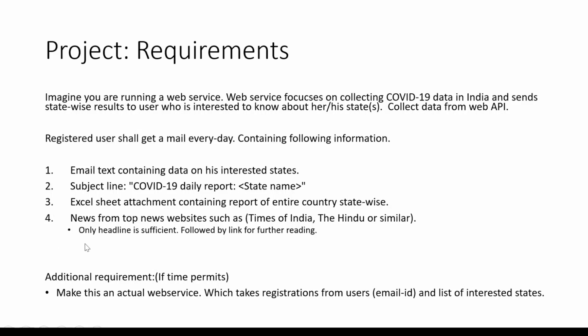And also we will go one more step, and then we will try to scrape. It's called web scraping. So we will collect some news from popular websites, and we will look for COVID related news, and then we will filter it, and in the same mail maybe we will send headlines about that.